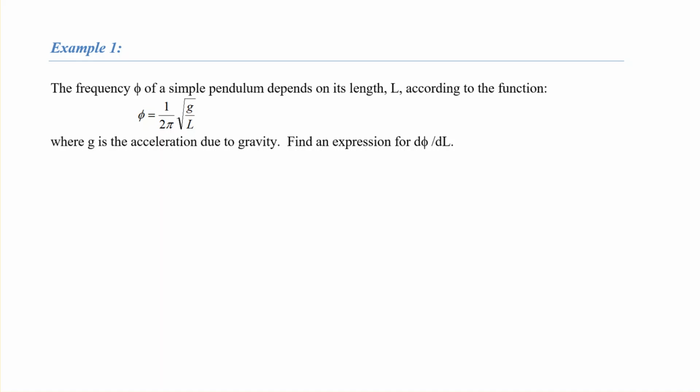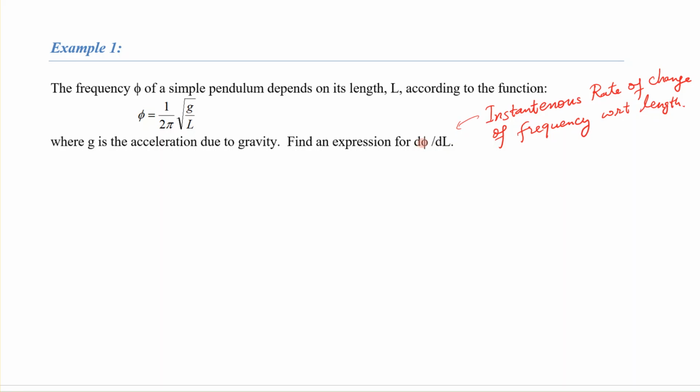In this problem, the frequency phi of a simple pendulum depends on its length L, and they're related using this function where g is the acceleration due to gravity, and we need to find d phi over dL. So what does d phi over dL mean? It is the instantaneous rate of change of frequency with respect to length. Or in other words, how fast is the frequency changing for a given length.